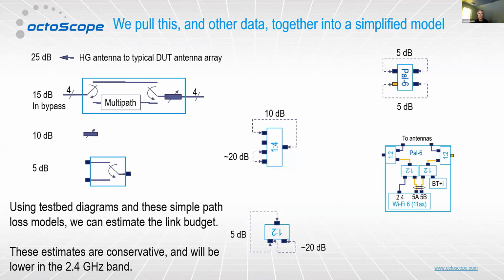link budget should be. So, for example, typically in our chambers, when we're talking about the over-the-air part, again, I explained before how close that is to a free space model. Typically that adds something like 25 dB to the link budget. The multipath emulator I just showed you before, 15 dB or so of insertion loss in bypass mode. An attenuator here, 10 dB. A 1 to 2 splitter, 5 dB. A 1 to 4 splitter, 10 dB.